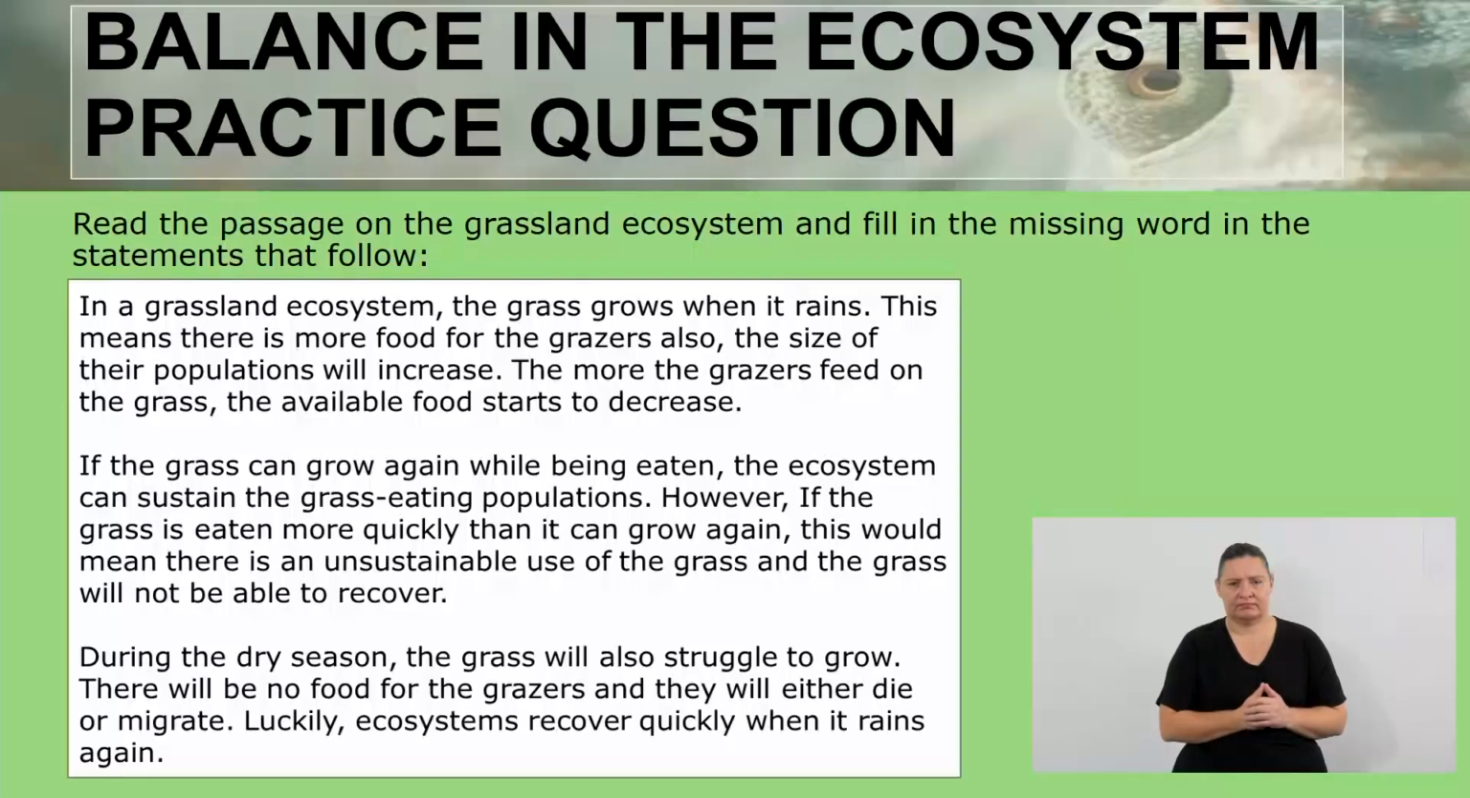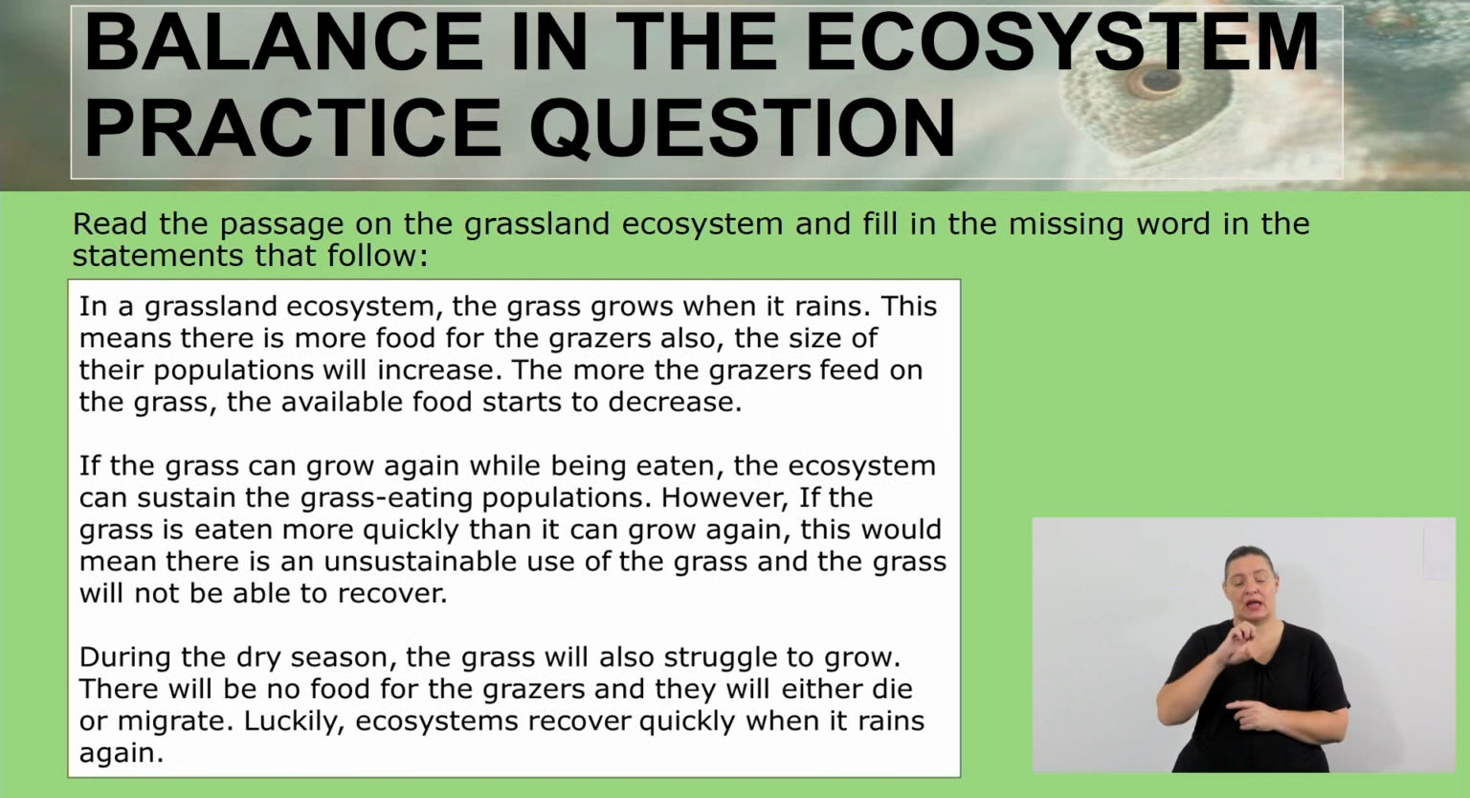Today's topic is balance in the ecosystem. So we are going to look at some practical activities for this topic. Right, our first question says, read the passage on the grassland ecosystem and fill in the missing words in the statement below. So this is the text or the passage that we have to read.